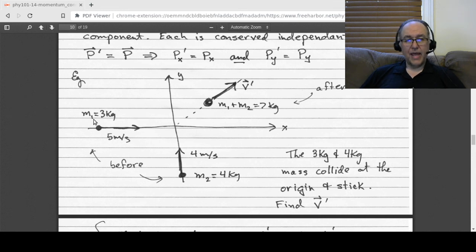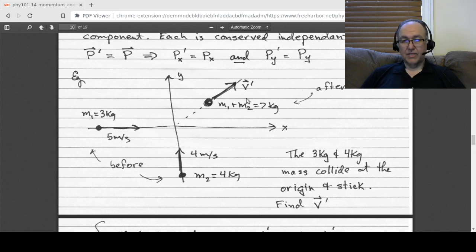The before picture has M1 and M2 here. Notice, this is before, right there and there. M1 is traveling along the x-axis towards the origin, and M2 is traveling along the y-axis towards the origin. That's the before situation. They collide at the origin and stick together. So what does my after situation look like? M1 and M2 are stuck together, and they're traveling at some velocity, like that.